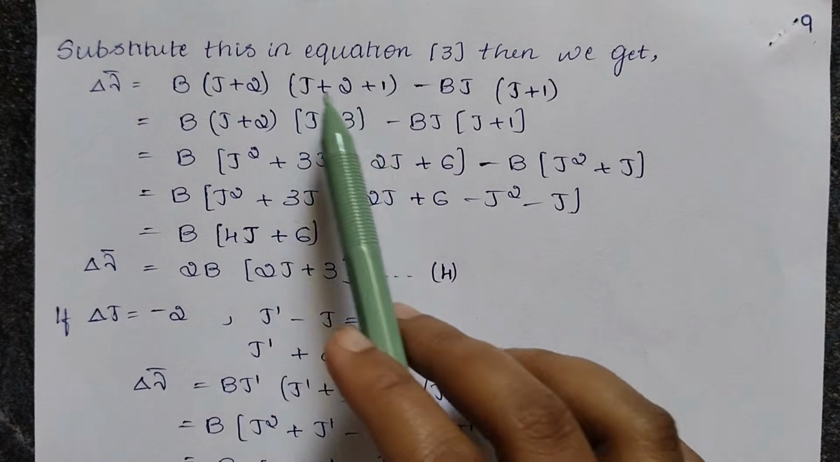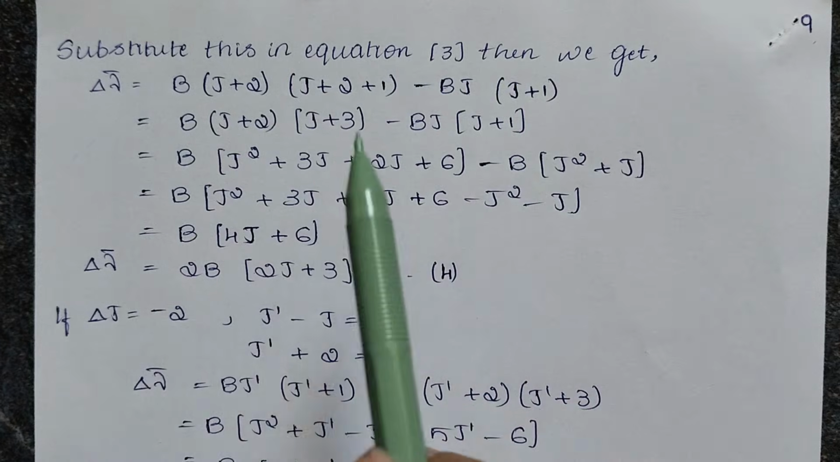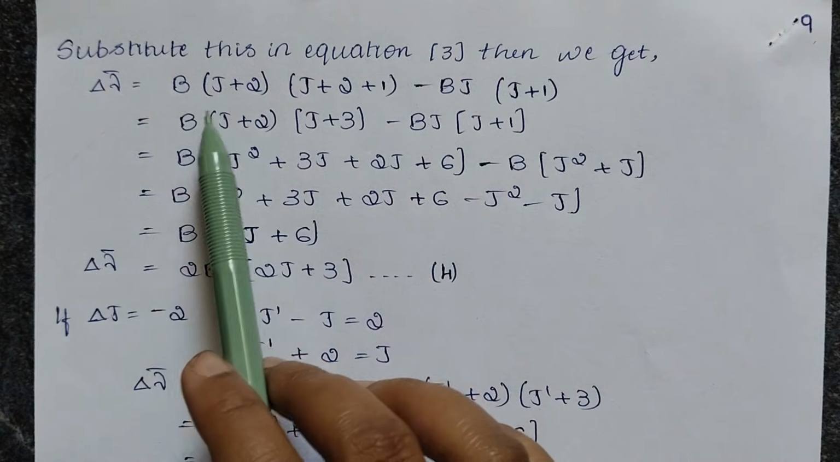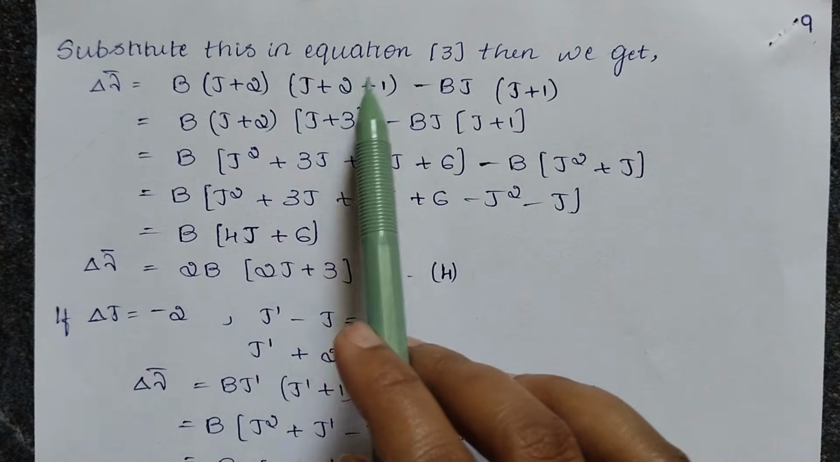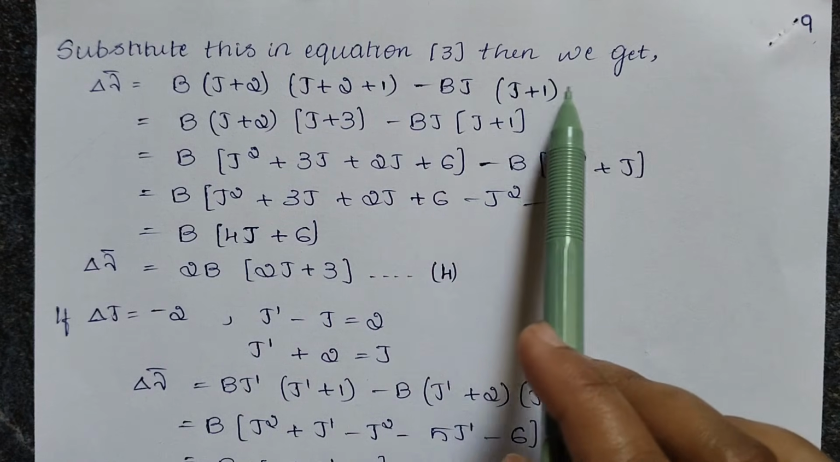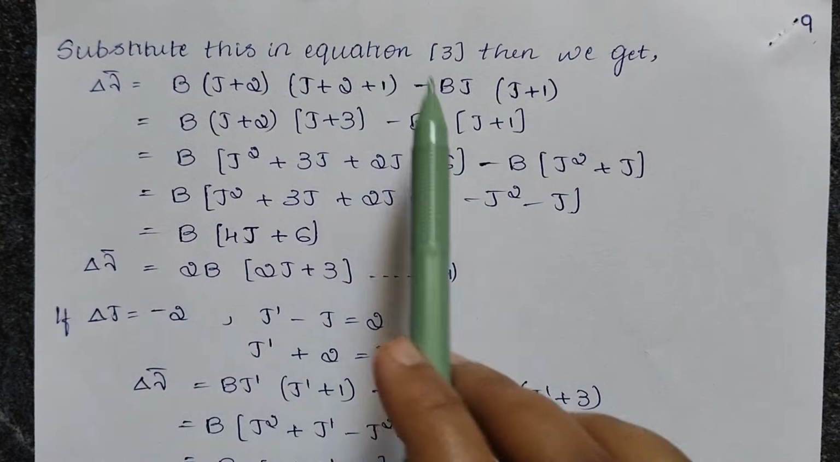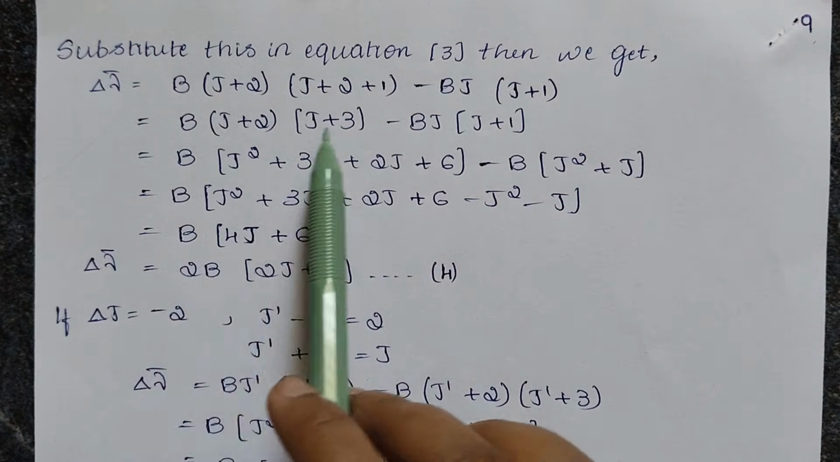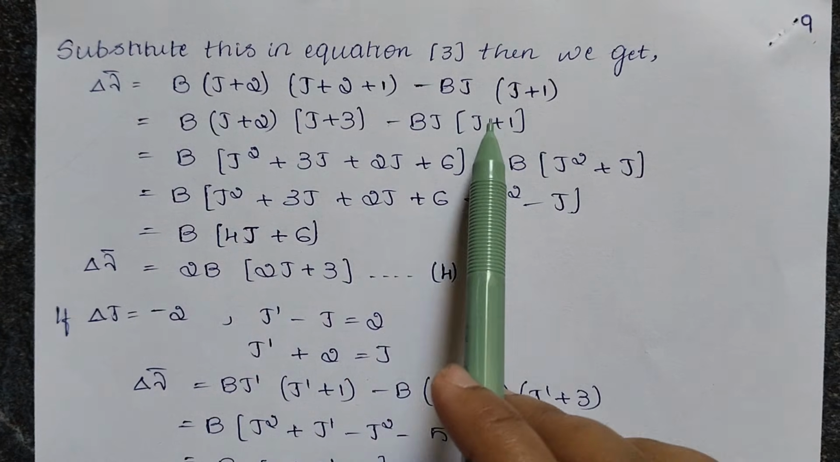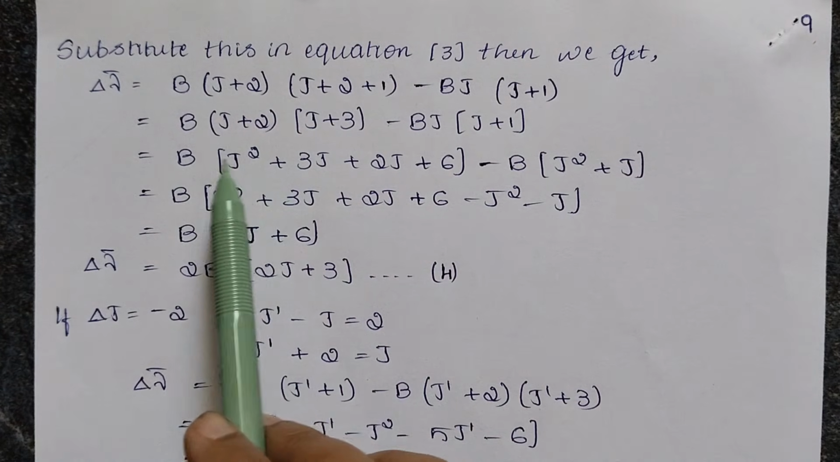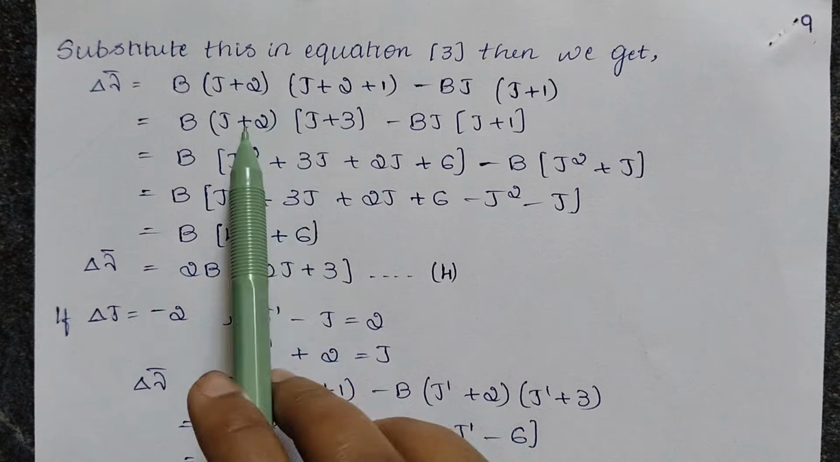Substituting that in equation number 3, we get delta mu bar is equal to B of J plus 2 into J plus 2 plus 1 minus BJ of J plus 1. On rearranging and evaluating, we get B of J plus 2 into J plus 3 minus BJ into J plus 1. So this is in the form of multiplication.